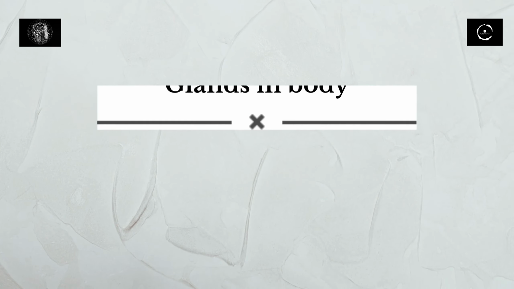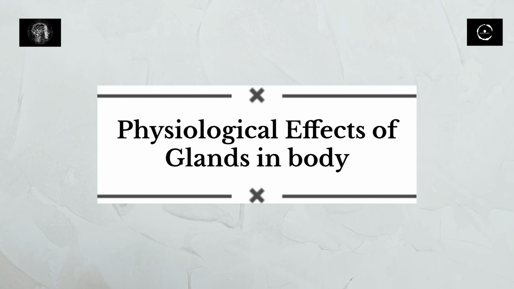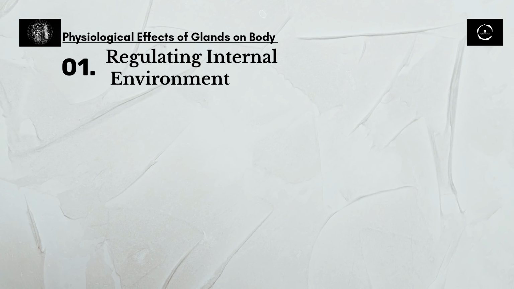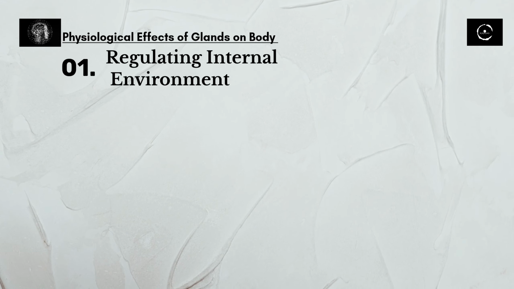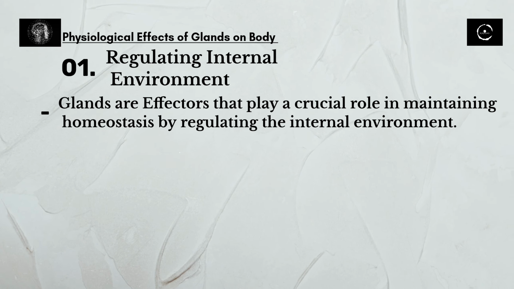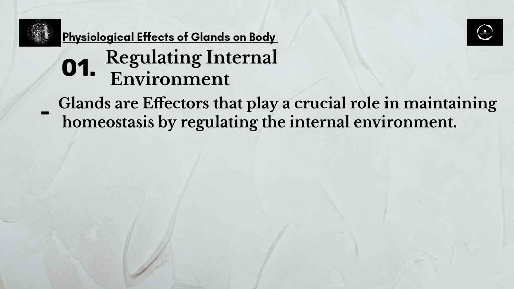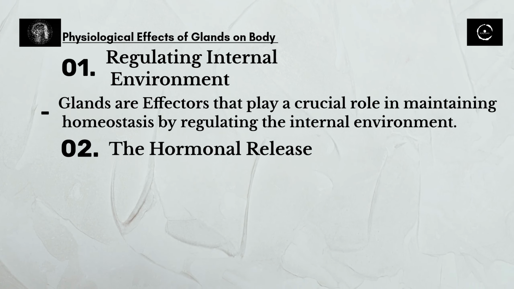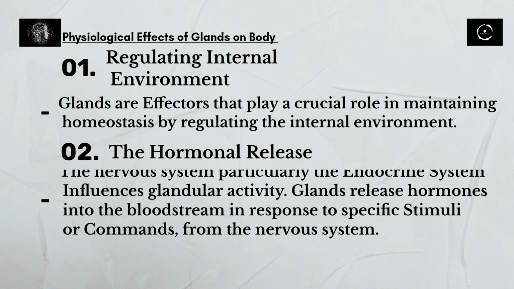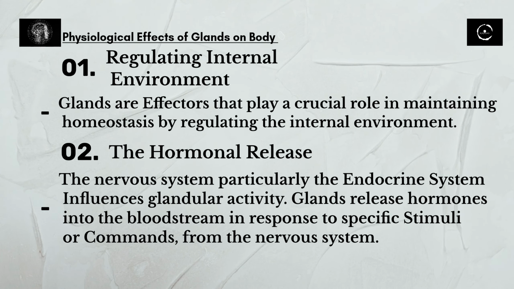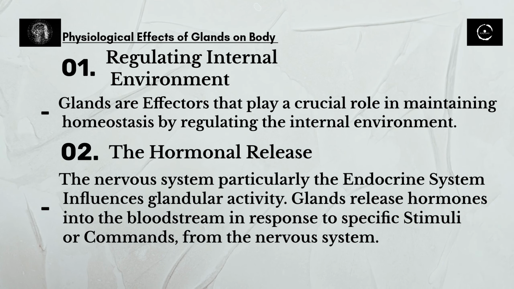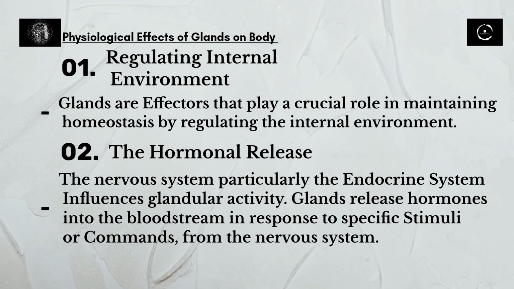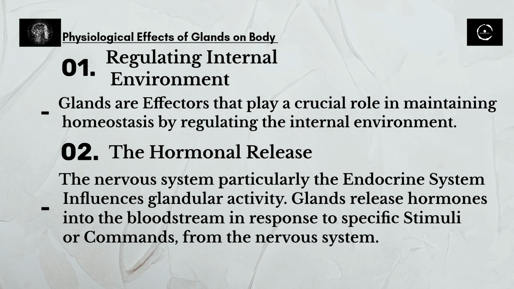Here are some key areas of physiological influence of glands on the body. Number 1, regulating the internal environment. Glands are effectors that play a crucial role in maintaining homeostasis by regulating the internal environment. Number 2, hormonal release. The nervous system, particularly the endocrine system, influences glandular activity. Glands release hormones into the bloodstream in response to specific stimuli or commands from the nervous system.